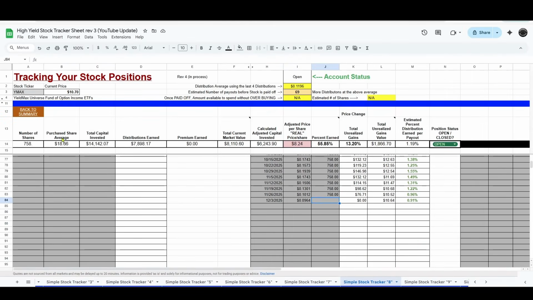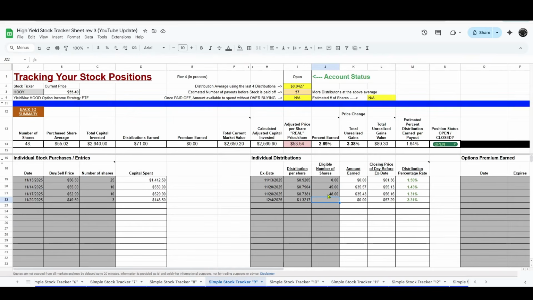YMAX. And for YMAX, I have 758 shares. And my real price per share of $8.24 now becomes $8.14. Current price being $10.70. I'm still good on that one as well.